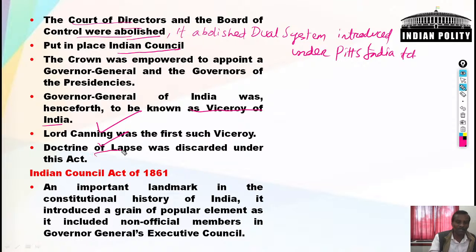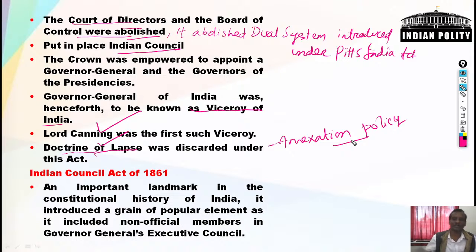Doctrine of lapse was abolished. Doctrine of lapse is an annexation policy. What is that doctrine of lapse? It is an annexation policy, under which if an Indian king or queen had no male heir, their kingdom was annexed, meaning merged with British territory. So that is called doctrine of lapse. It was popularized during Lord Dalhousie's tenure. The first state was Satara, then Sambalpur was also under this, and the last state was Awadh. So get some idea about doctrine of lapse.